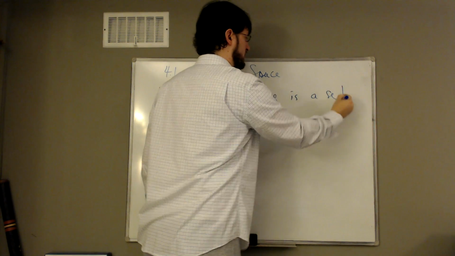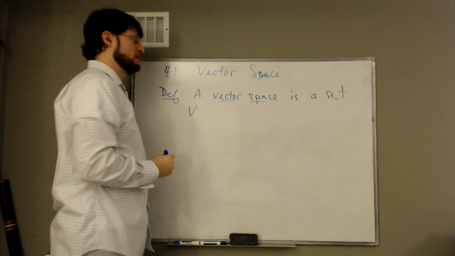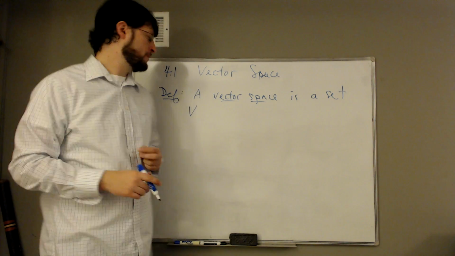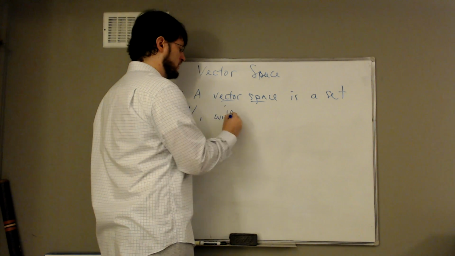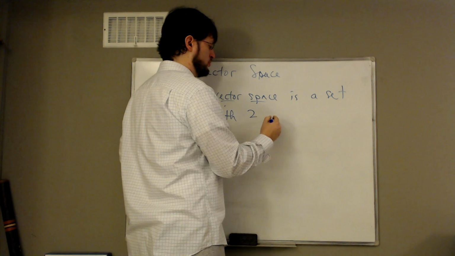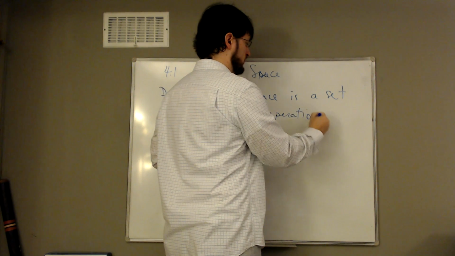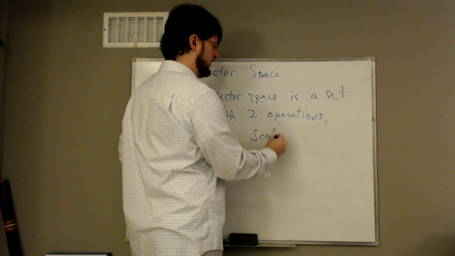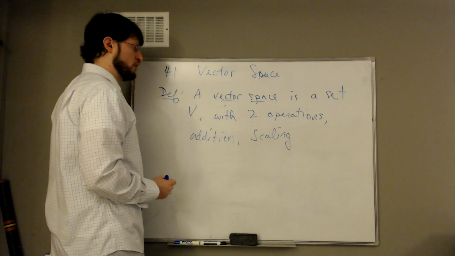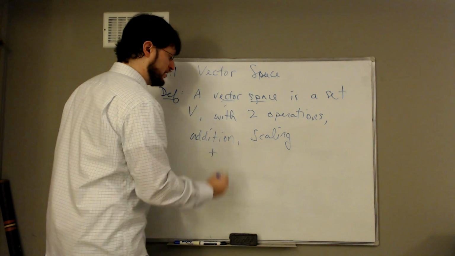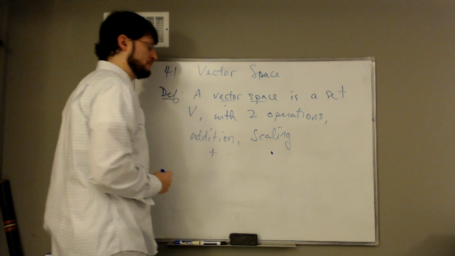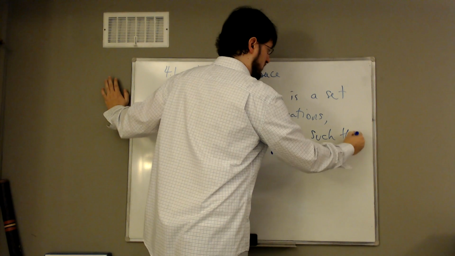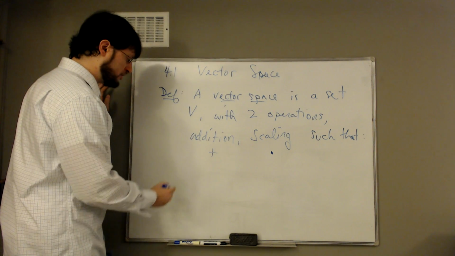Definition: a vector space is a set V, so it's just a set of objects. So for Rn, that's the lists of numbers. It's a set V with two operations, which we'll call addition and scaling. So addition, plus, and scaling we'll call dot, times, for now, and we'll see how that works, such that a whole bunch of things are true.